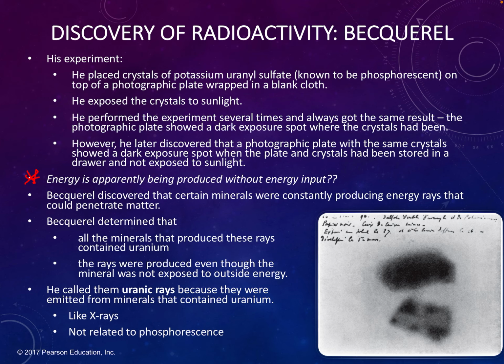So he discovered that certain minerals were just constantly producing energy rays that could penetrate matter. They could still go through that black cloth and darken the photographic plate. So he figured out that all the minerals that produce these rays contained uranium. So there's something special about uranium. And again, the rays were produced even though that mineral hadn't been exposed to any sunlight. So we didn't put any energy in, we were just getting energy out.